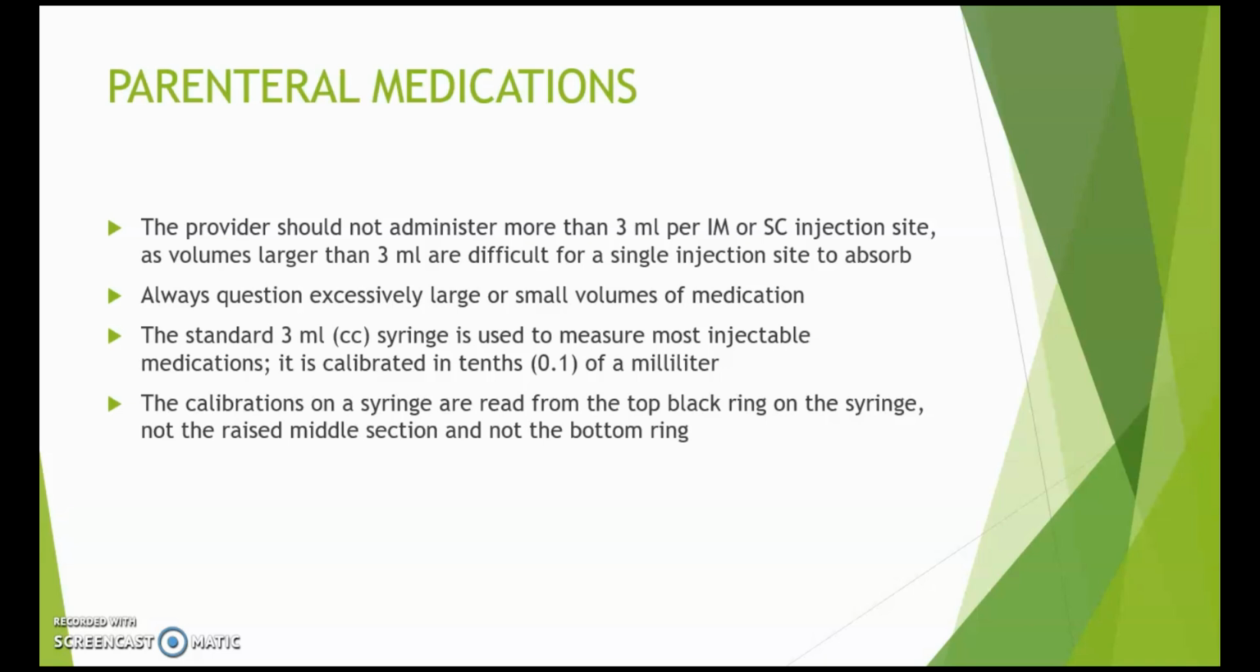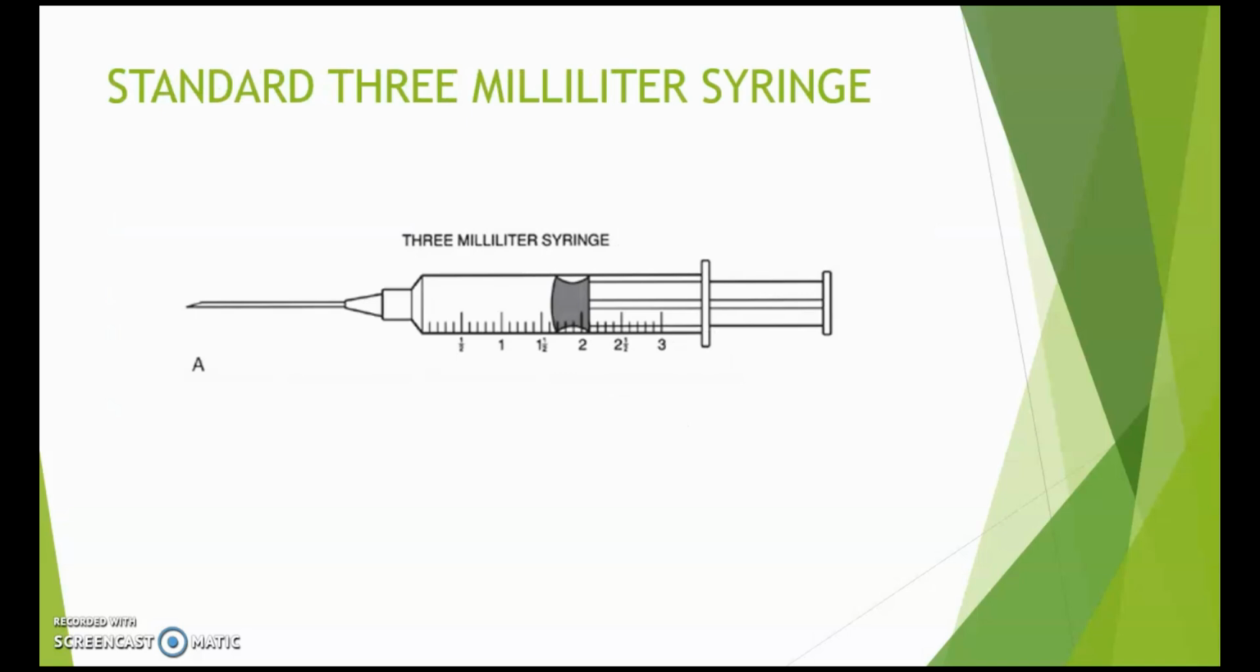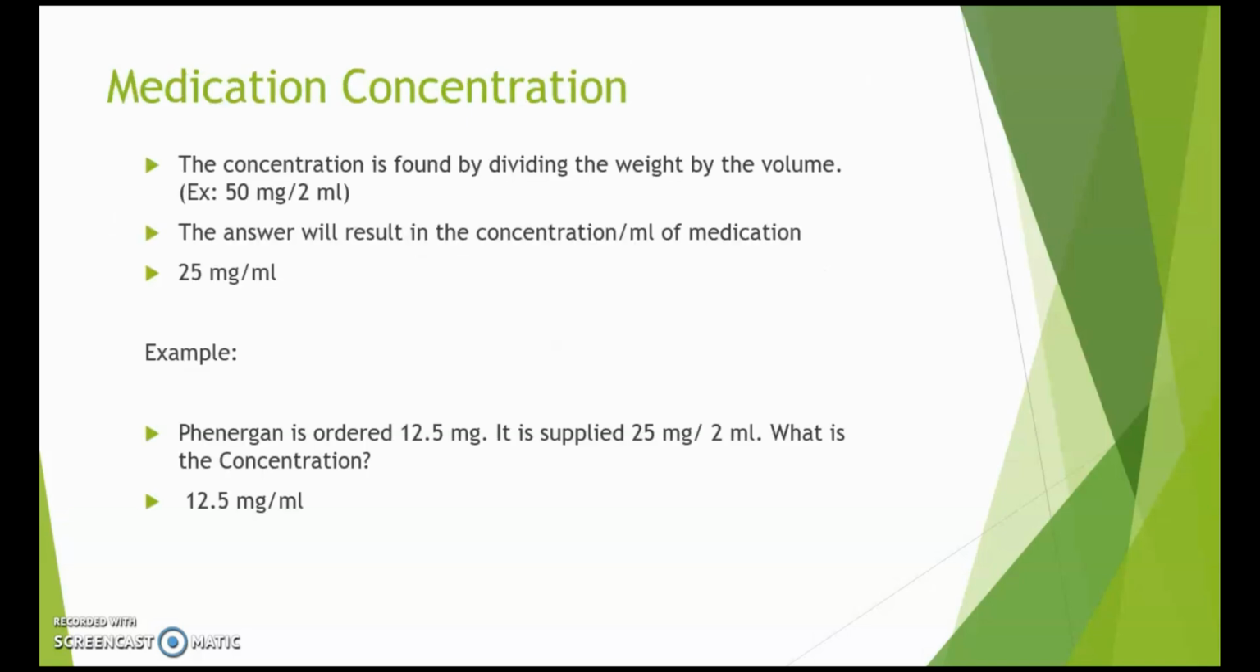It is calibrated in 0.1 of a milliliter. The calibrations of a syringe are read from the top black ring on the syringe, not the raised middle section, and of course not the bottom ring. Here, there's an image of a standard 3 milliliter syringe.